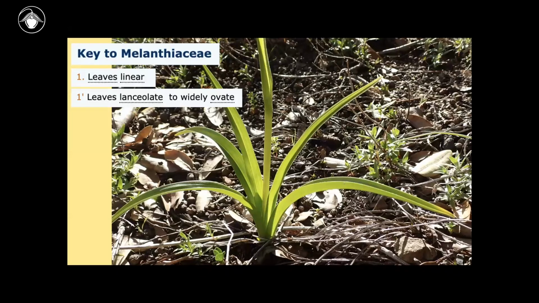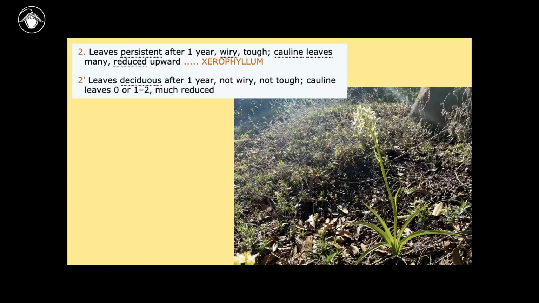Now we'll move on to the key to the species and genera of Melanthiaceae. Leaves linear, or leaves lanceolate to widely ovate. We have linear leaves here. Leaves persistent after 1 year, wiry, tough, cauline leaves many, reduced upward, Xerophyllum, or leaves deciduous after 1 year, not wiry, not tough, cauline leaves 0 or 1 to 2, much reduced. In this case, we do have one cauline leaf, but mostly basal leaves and delicate in texture.